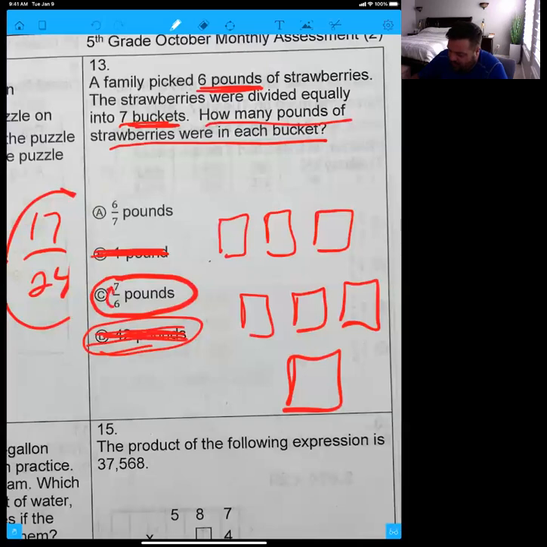6 goes into 7 one time with 1 left over, and it would be 1/6. Does each bucket have 1 and 1/6 pounds of strawberries if there was only 6 to begin with? Once again, the answer is no. You need to find the fraction that shows that there's less than 1 pound in each bucket, and there's only 1 of them. They won't mess you up by putting 2. They're not going to do it.